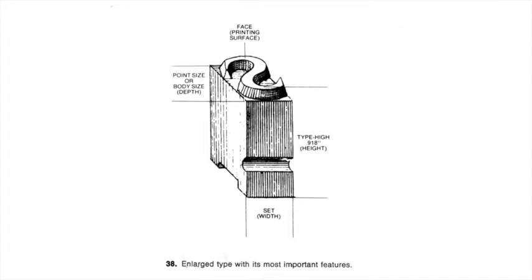And it is known as the body size, and it is this dimension, measured in points, that determines the size of type. For example, a 10-point body produces 10-point type. An 11-point body produces 11-point type.